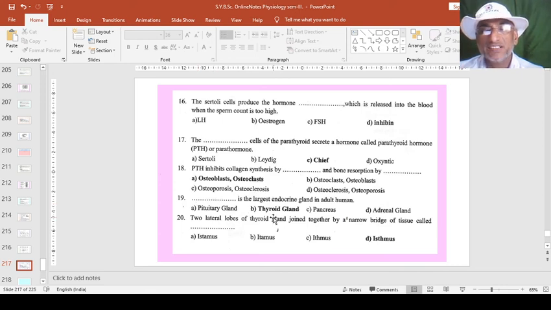Thyroid gland is the largest endocrine gland in the adult human. Dash dash two lateral lobes of the thyroid gland are joined together by a narrow bridge of tissue called the isthmus, or we can say the two lobes of the thyroid gland are joined by the isthmus.